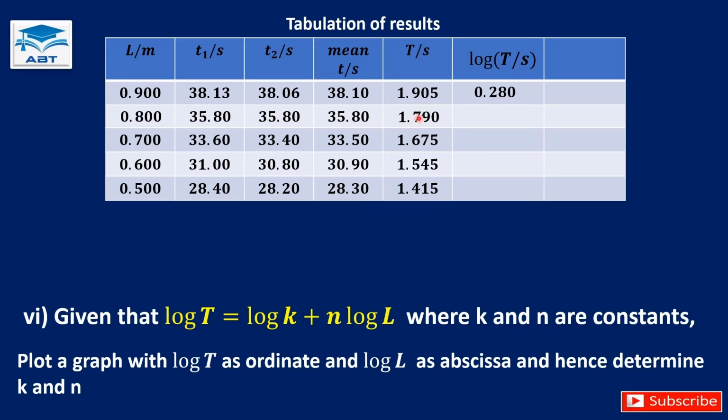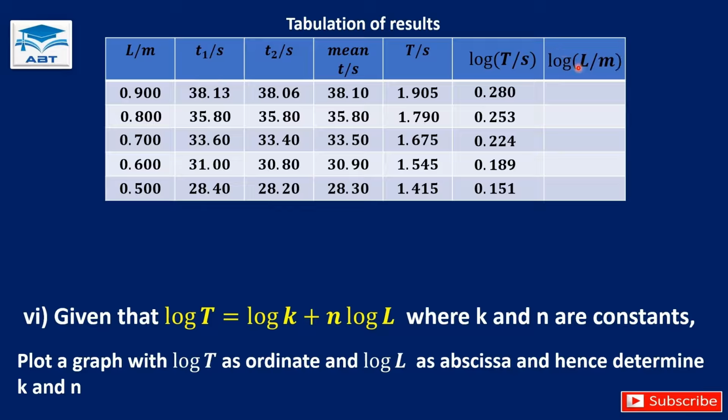We find log of 1.790 and we have 0.253. Log of 1.675 is 0.224 and log of 1.545 is 0.189 and log of 1.415 will give us 0.151. And we also need the values of log L.